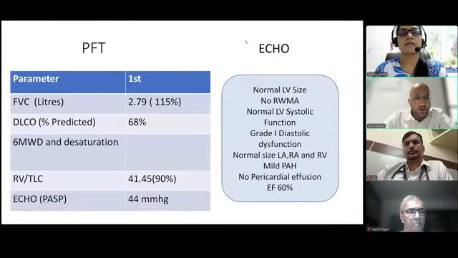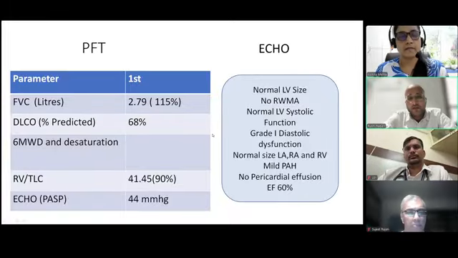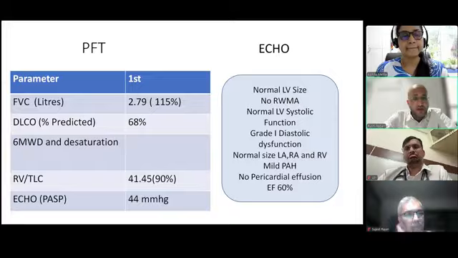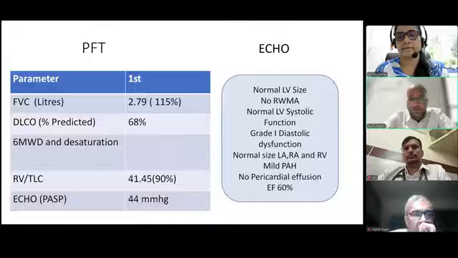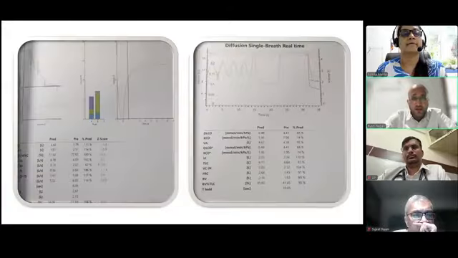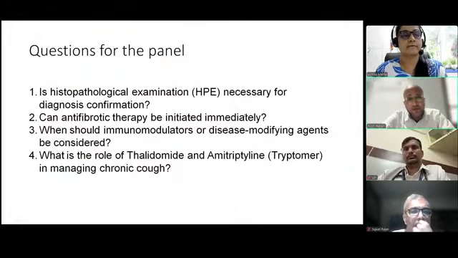After that, I went through the PFT. FVC was 2.79 liters. DLCO was 68% of predicted. I couldn't do the 6-minute walk test at that time. RV by TLC was 41.45, 90%. We had also done the echo. It showed mild PAH with a PASP of 44 millimeters of mercury, and EF was 60%. So this was the graph of the PFT and DLCO.